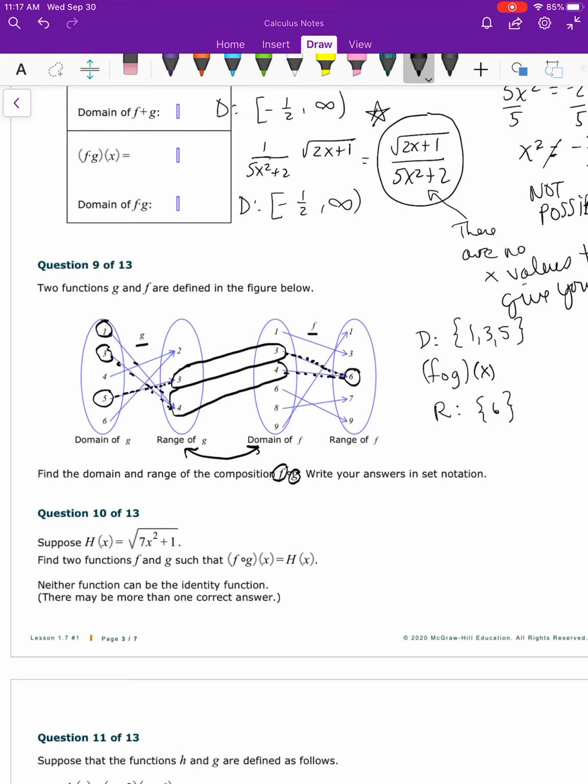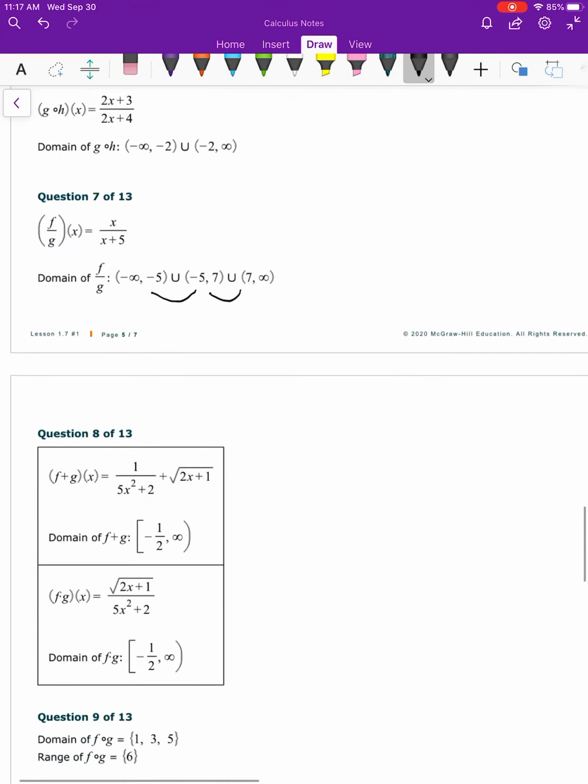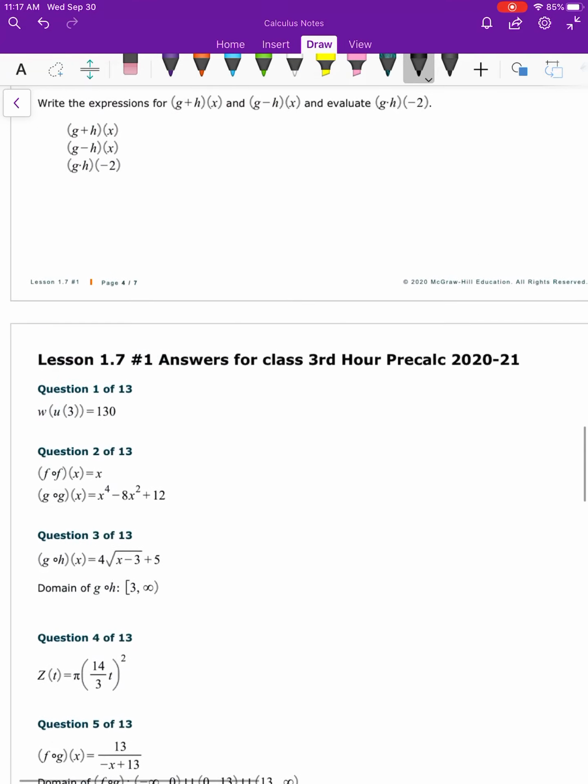So 1, 3, 5 for your domain and 6 for your range. Let's see if we're right. 1, 3, 5, and 6. Okay, but that's the technique.